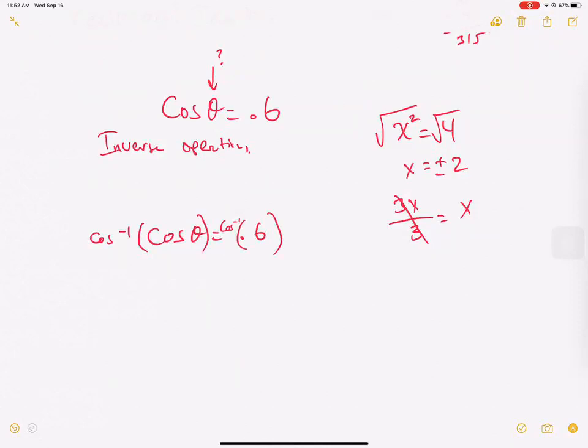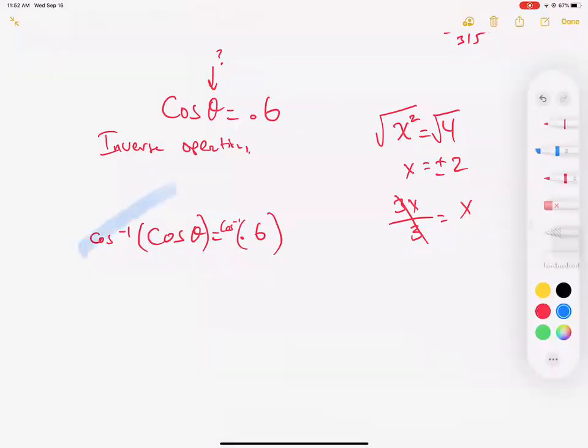Sometimes you guys will call this arc cosine. Arc cosine, for us, is effectively the same thing. Opposite operations cancel each other out. Careful, we didn't cancel everything. We just got rid of cosine, so we still have theta left over. Theta equals cosine inverse of 0.6.